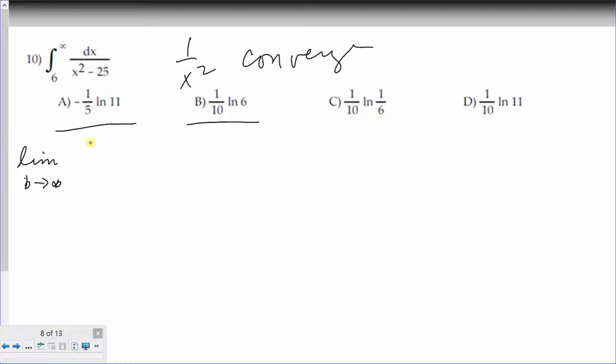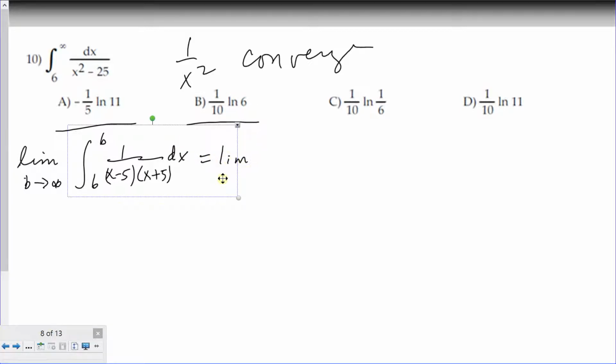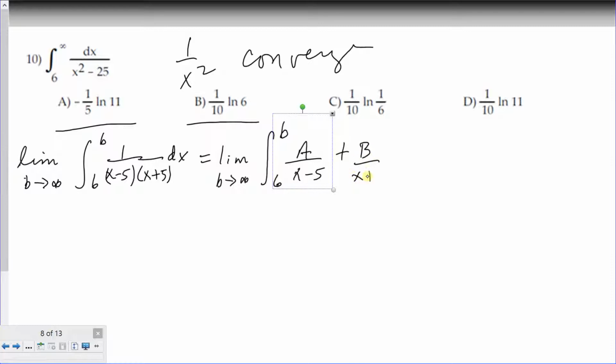We want the integral from 6 to b of 1 over (x minus 5)(x plus 5) dx, equal to the limit as b approaches infinity of the integral from 6 to b of A over x minus 5 plus B over x plus 5, breaking it up into partial fractions.